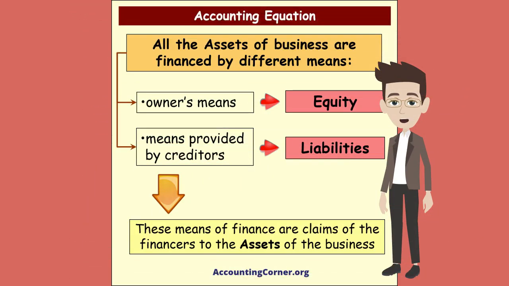In order to acquire the assets, a business needs to get financing. Financing can be provided by the owners of the business. This financing represents equity. Financing to the business can also be provided by creditors. Such financing is called liabilities. Both these categories represent rights for the owners and creditors respectively, claiming back their money.